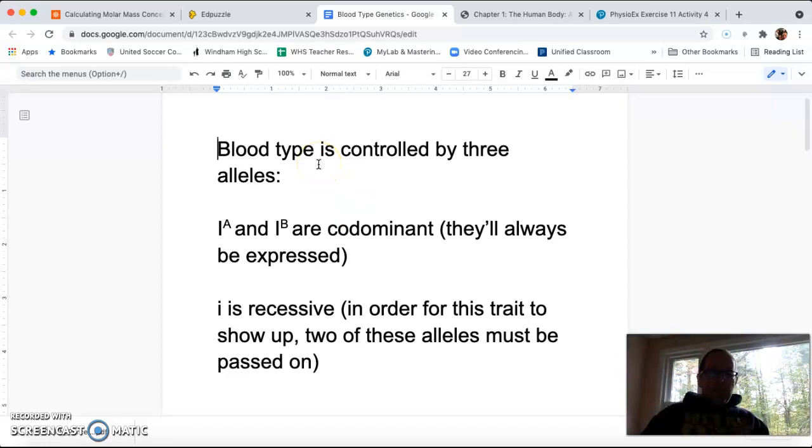Then this will be kind of a good substitute, and it'll give you the same background into blood typing that I gave to everybody else. So, without further ado, let's jump right in.